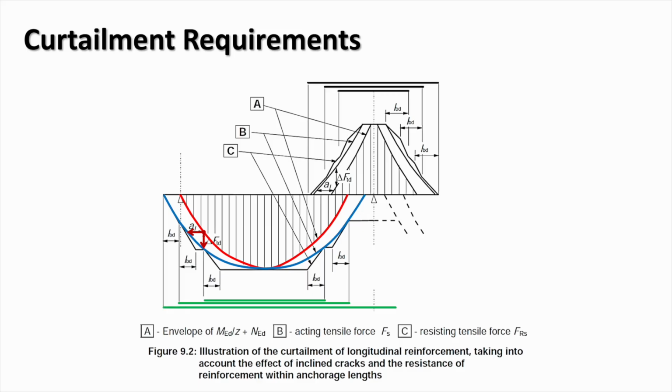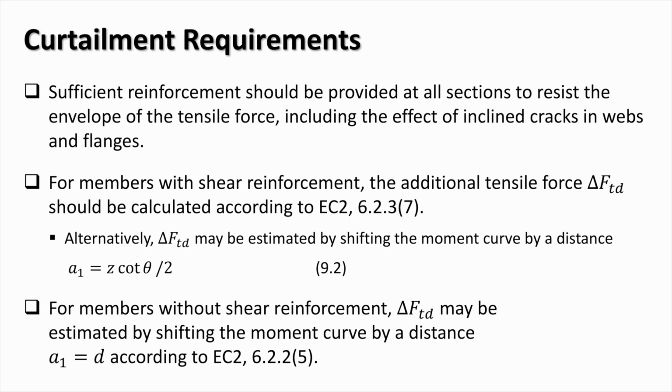Due to limited number of bars, the envelope of forces in the longitudinal reinforcement has several steps. The same rules apply in the hogging areas above internal supports. Sufficient reinforcement should be provided at all sections to resist the envelope of the tensile force. This should include the effects of inclined cracks in webs and flanges. The offset of the tensile force envelope should be performed using the additional tensile force delta FTD or the distance A1, where A1 equals half the lever arm Z times the cotangent of the strut inclination angle theta.